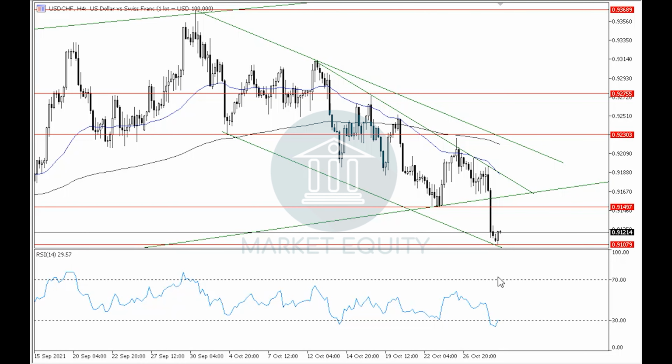If we notice the RSI indicator in the 4-hour time frame, then we can see that it is currently moving below level 30 inside the oversold area, which supports the probability of rebounding upwards off of around the current levels in order to correct before continuing with the downtrend in the 4-hour time frame. That was it for the US dollar versus the Swiss franc. Let's move on to the New Zealand dollar versus the US dollar.